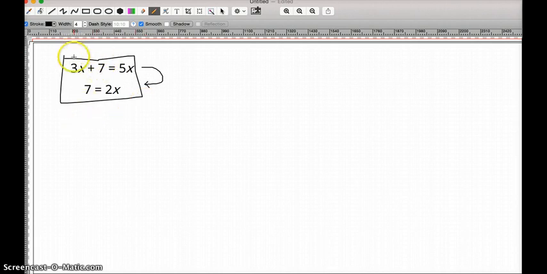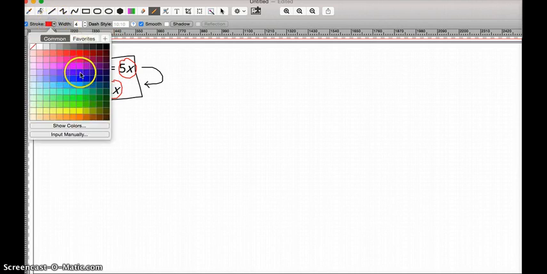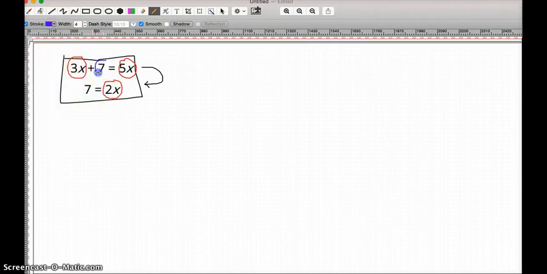First of all, I notice at the top that I have some variables, and I'm going to go ahead and circle those in red because I like circling like terms in the same color. I've got some variables. And then I have some standard numbers. I'm going to circle right here in this bluish purple color. Okay, so what I've done is I've kind of just labeled my like terms, and I've looked to see, okay, what changed from this first equation to the second equation?